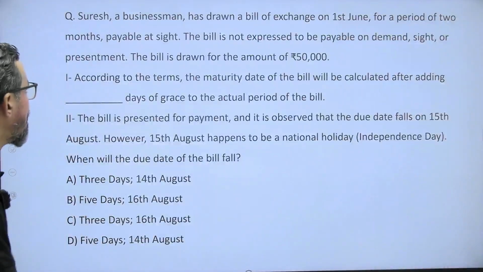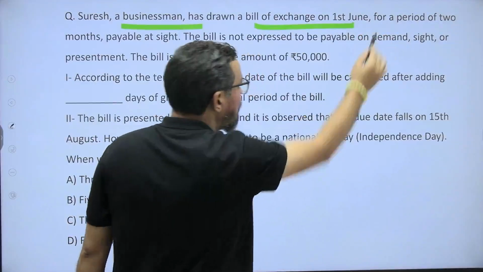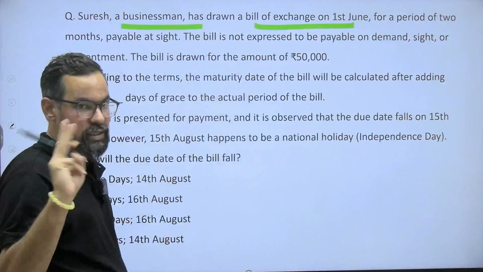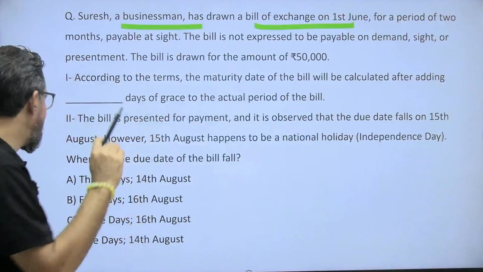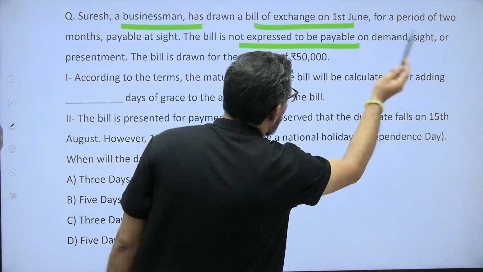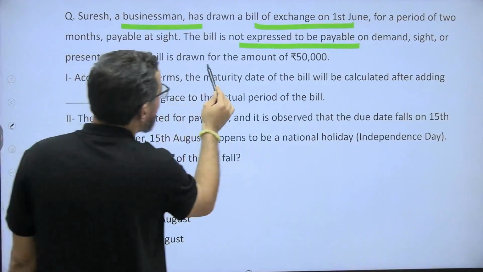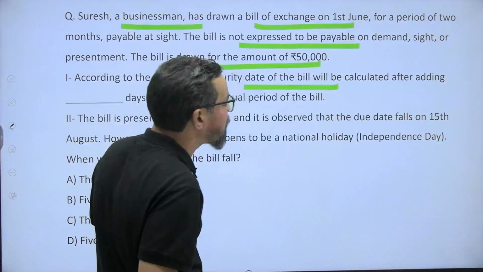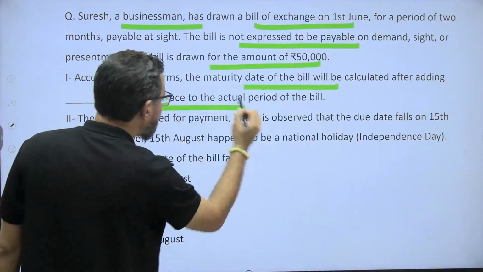Next one. Suresh, a businessman, has drawn a bill of exchange on 1st June for a period of 2 months, means July, August. 3 days grace period means first, second, third, right? So in this particular case, your 3 days will be considered. It is a bill of exchange, not presented for payable on demand or presentment. The bill is drawn for 50,000. According to the term, the maturity date of the bill will be calculated after adding how many days? 3 days grace period to the actual period.